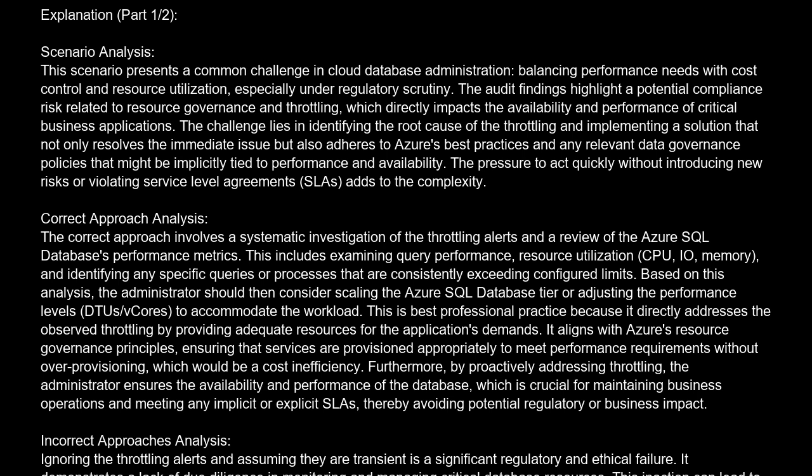Incorrect approaches analysis. Ignoring the throttling alerts and assuming they are transient is a significant regulatory and ethical failure. It demonstrates a lack of due diligence in monitoring and managing critical database resources.